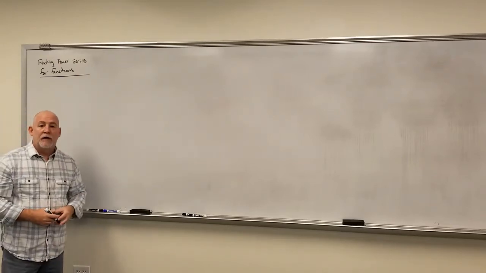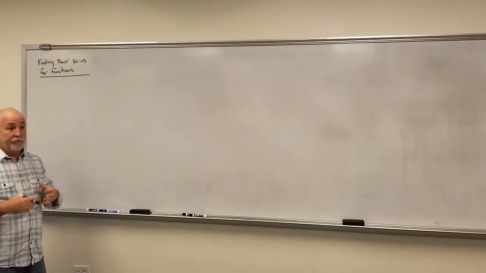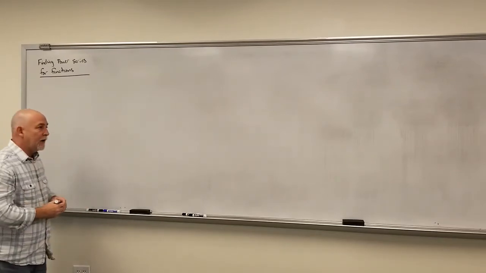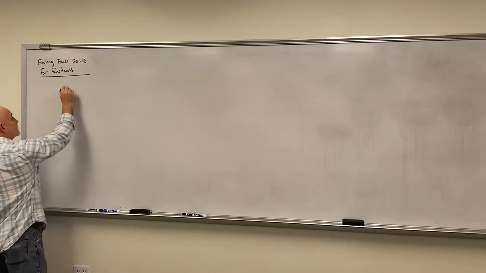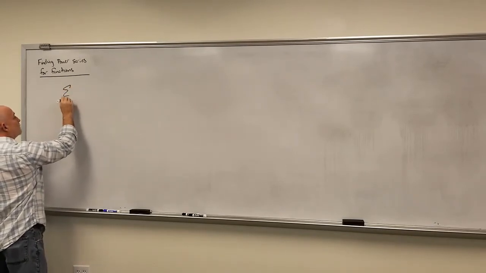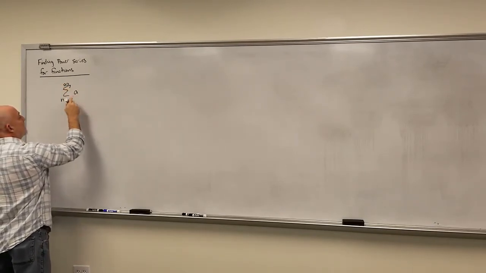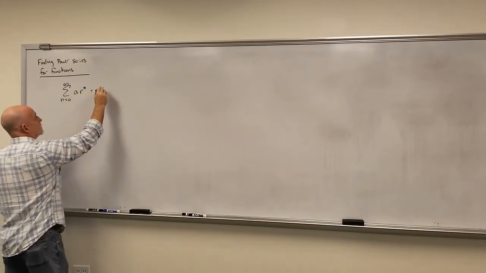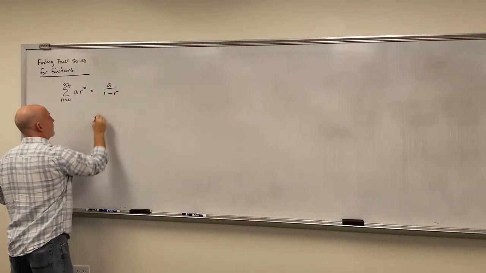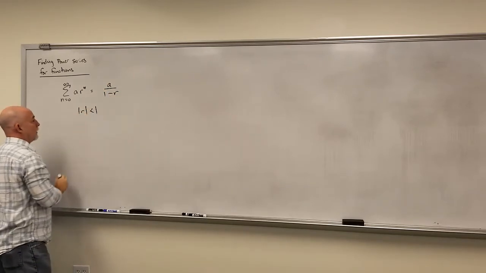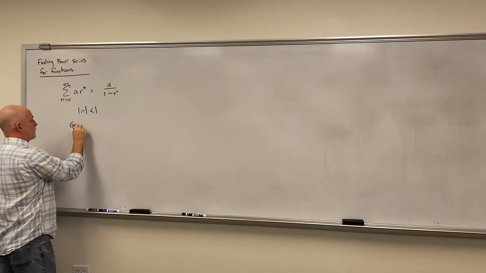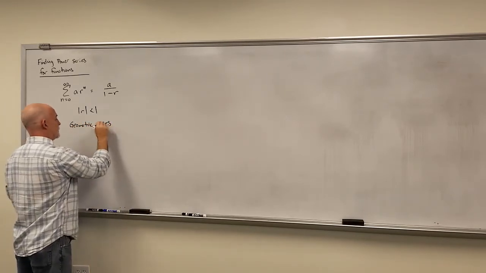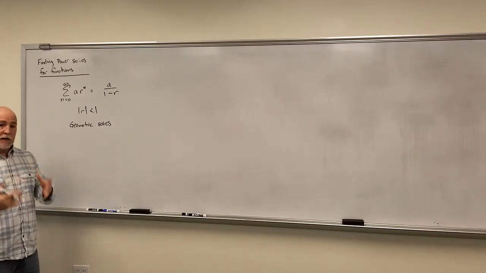One way that we can find a power series representation of some function is using a form that we've seen in the past. We know that this is true: the sum n equals 0 to infinity of a r to the n is equal to a over 1 minus r, as long as the absolute value of r is less than 1. This was our geometric series.